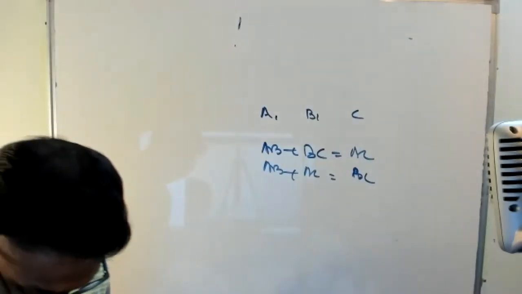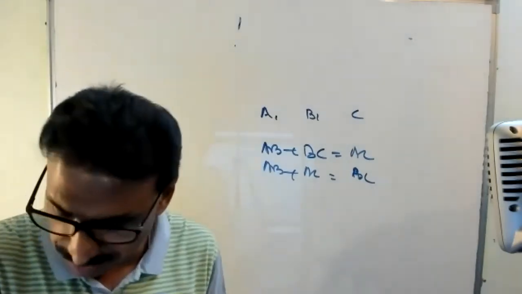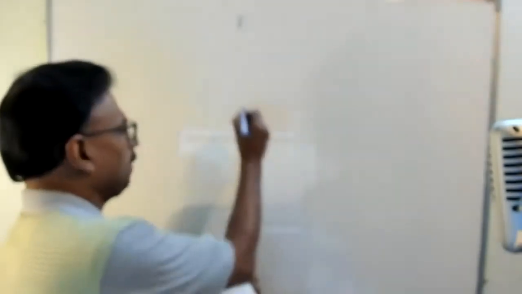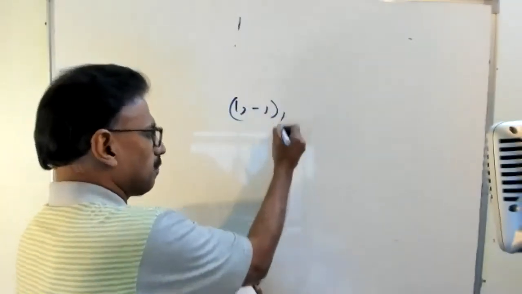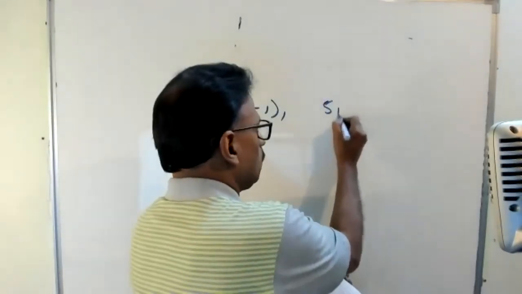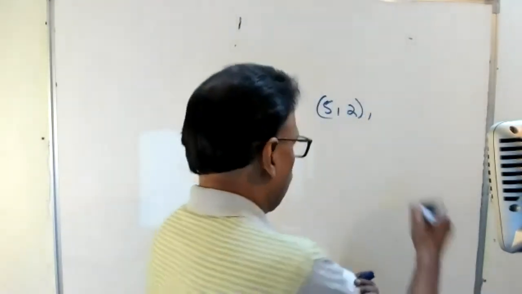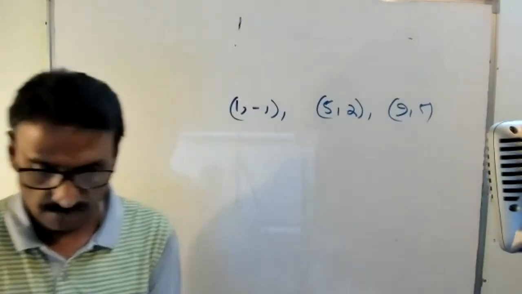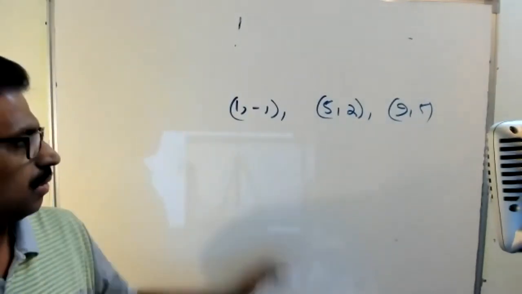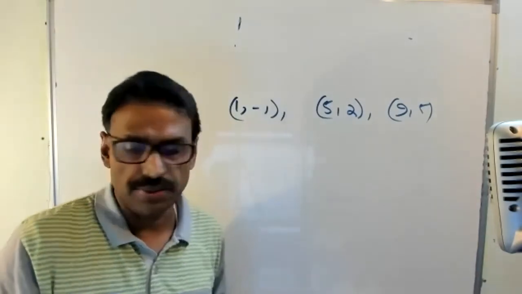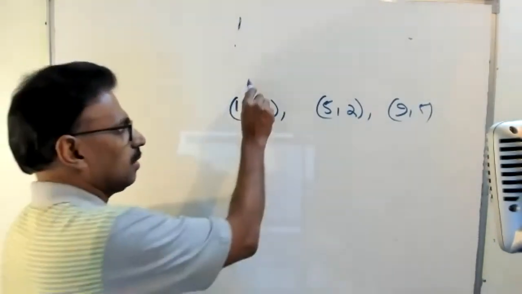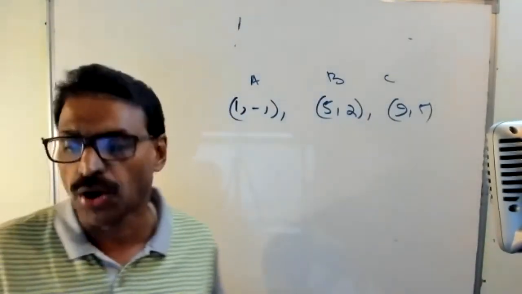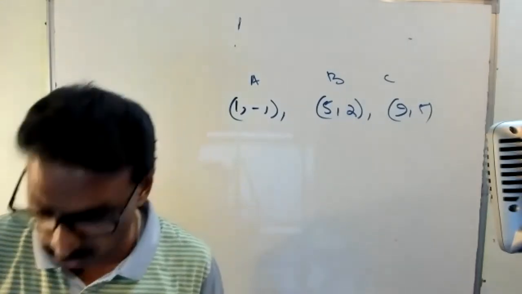Okay, write this one. Show that the points (1, -1), (5, 2), (9, 5) are collinear. You find out. We don't know the order A, B, C. You find AB, BC, AC, and check any order. If it is equal, we can say they are collinear.